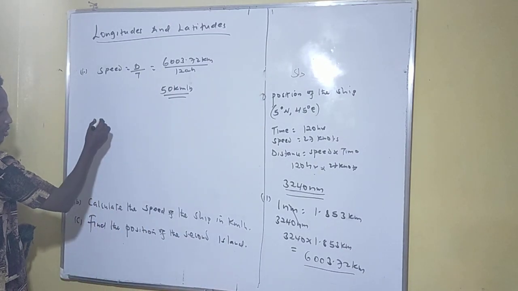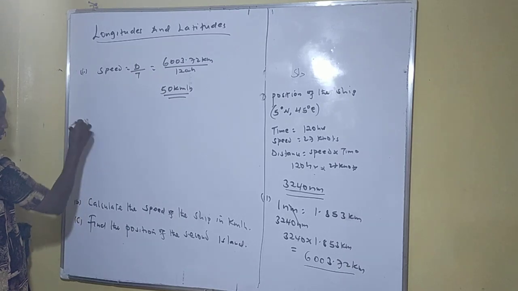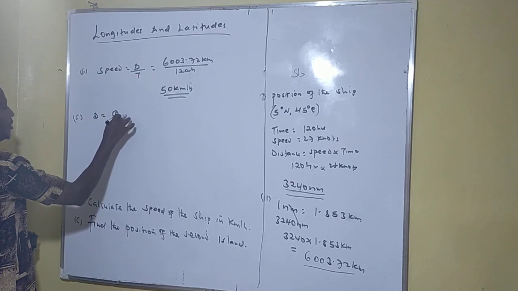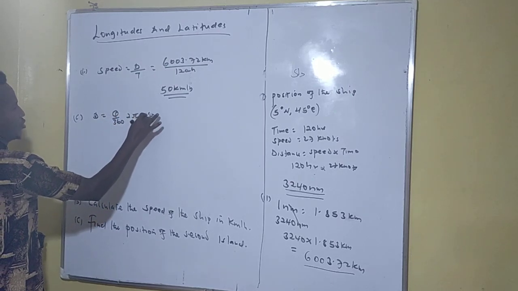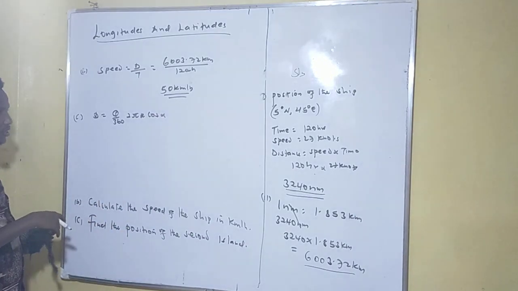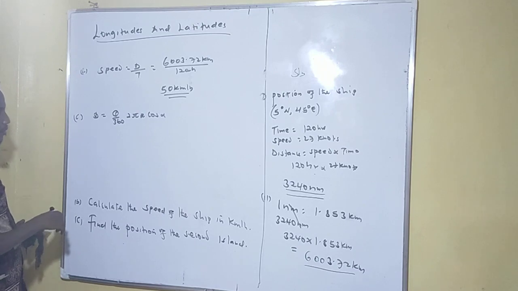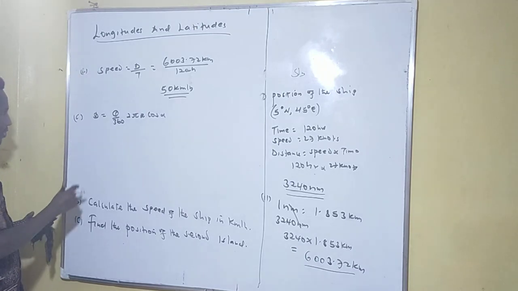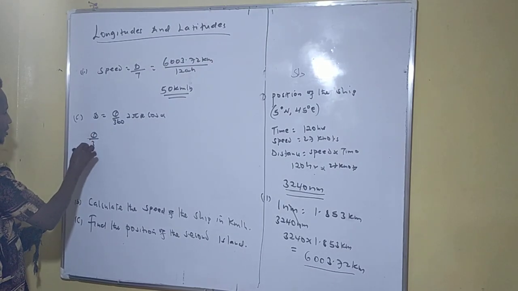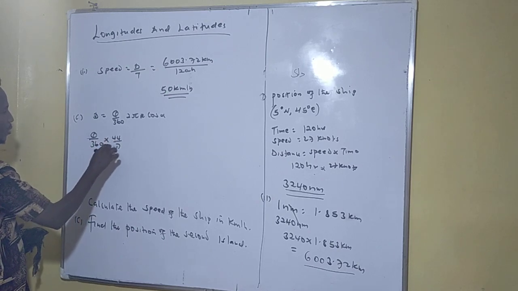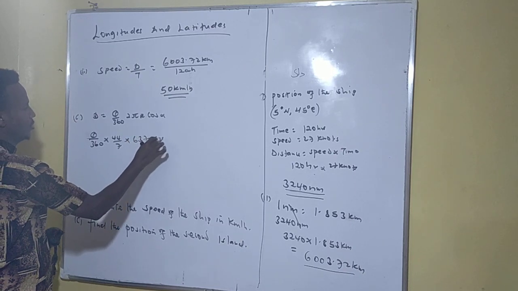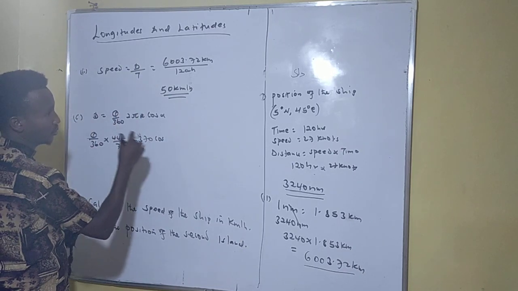That is question C. I'll say distance is equal to theta over 360 times 2 pi r cos alpha, because I know they are on the same latitude. Just understand that. So I have the distance; I want to look for theta. For r, I will take 6370 cos 5.